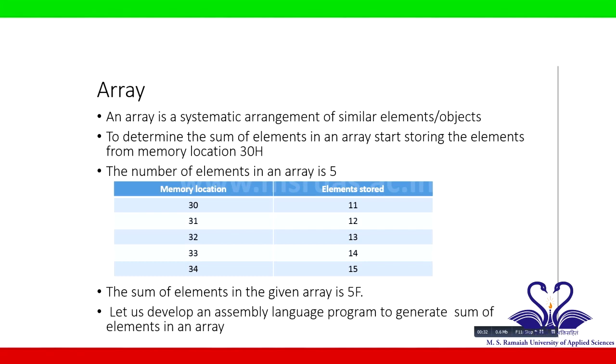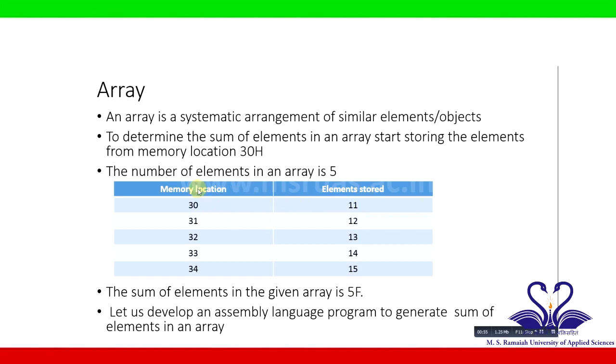So here we are selecting the similar elements to be some numbers, that is randomly I have chosen it to be 11, 12, 13, 14 and 15. All these numbers have to be added. So once you add all these numbers, we obtain the value to be 5F. So these numbers are saved in some memory location.